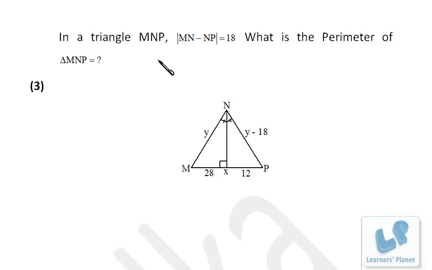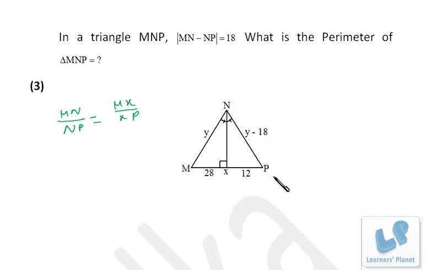Now here in a triangle MNP, MN minus NP is 18. What is the perimeter of this triangle, right? A very simple problem. We'll be using the angle bisector theorem right away. See, this is the angle bisector. That means MN by NP is equal to MX by XP, right? This is what the angle bisector theorem says. I write MN by NP is equal to MX by XP.